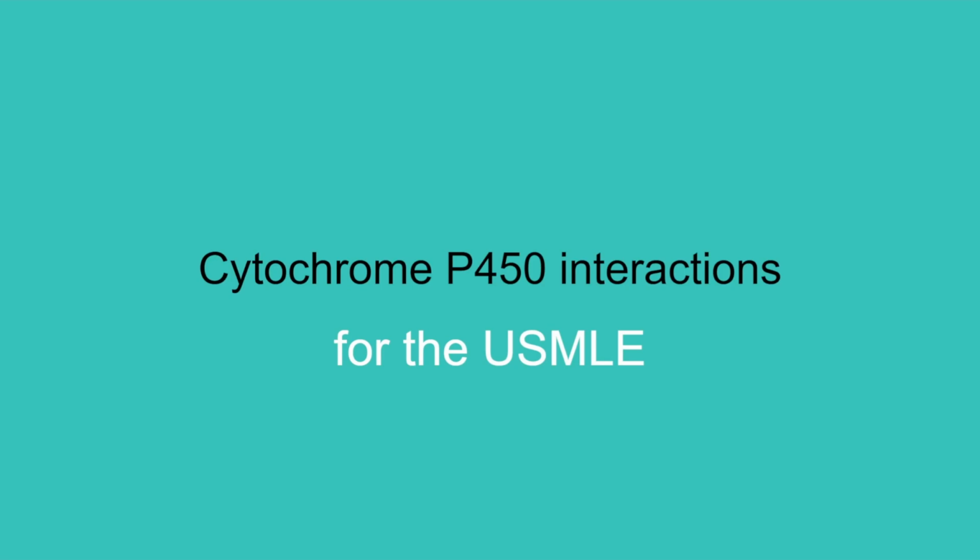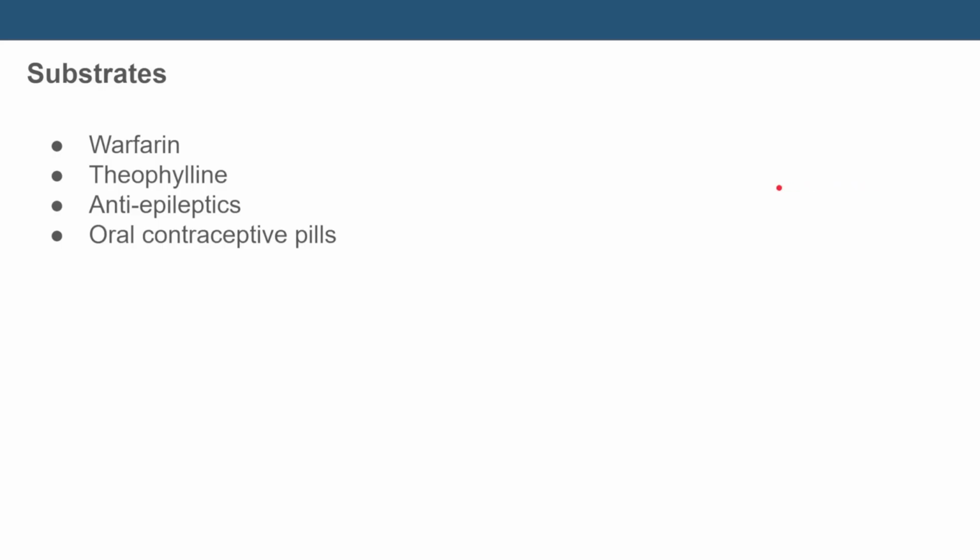Today we will discuss cytochrome P450 interactions for the USMLE Step 1, Step 2 and Step 3. So the cytochrome P450 enzymes are located in the liver and they act as the body's main center for metabolizing drugs, making drugs go away, and detoxifying drugs. So sometimes you might take a drug that is metabolized by cytochrome P450, so its levels are affected by cytochrome P450 that is located in the liver.